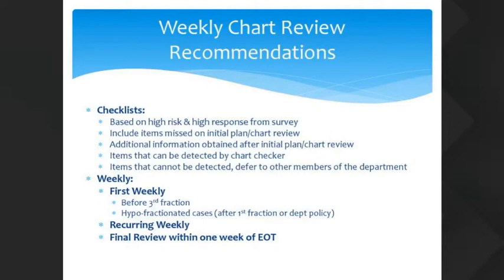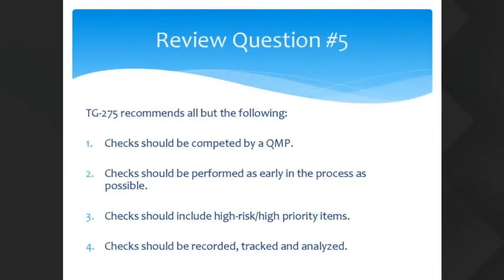Fifth and final review question. TG 275 recommends all but the following. Checks should be completed by a QMP. Checks should be performed as early in the process as possible. Checks should include high-risk, high-priority items. And checks should be recorded, tracked, and analyzed.